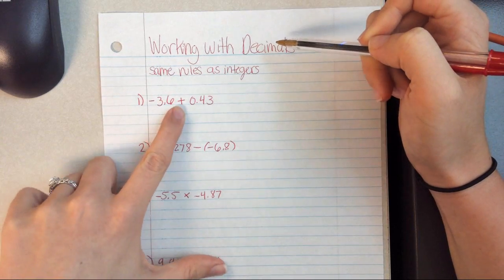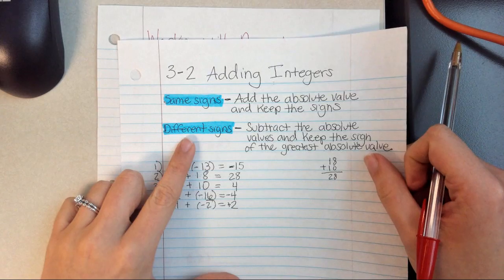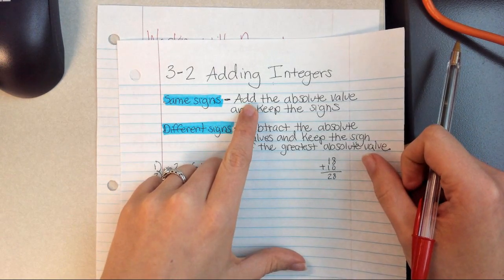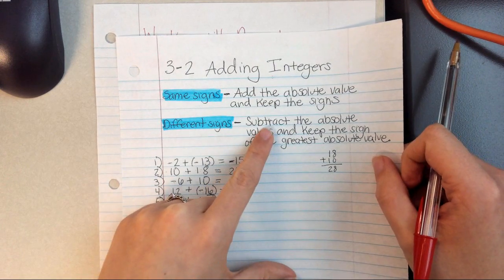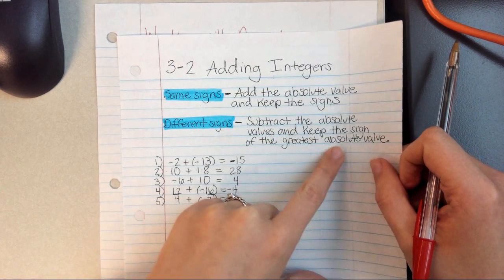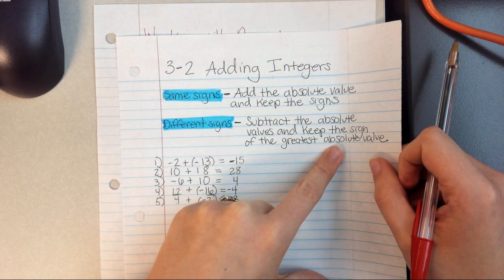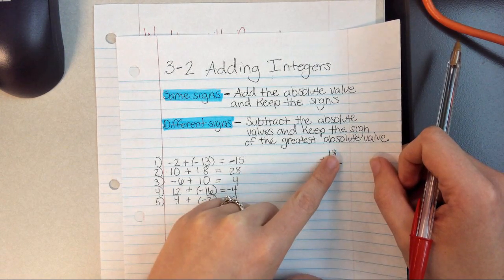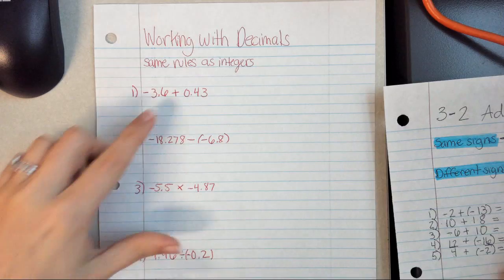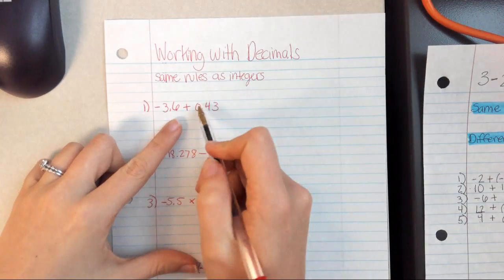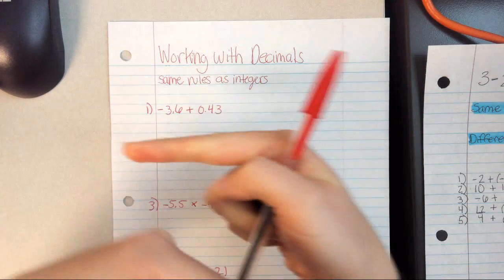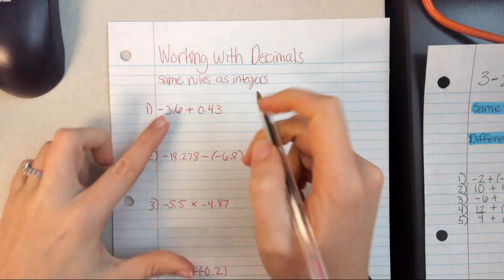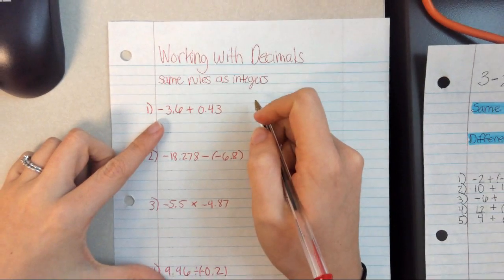And so, first one, when you're adding integers, remember our rules here. If they have the same signs, you add the absolute value and then keep the sign. If they were different signs, you subtract the absolute value and take the sign of the largest absolute value. So when we look at this, they have different signs, and since they're going opposite ways on the number line, we are going to subtract the two.